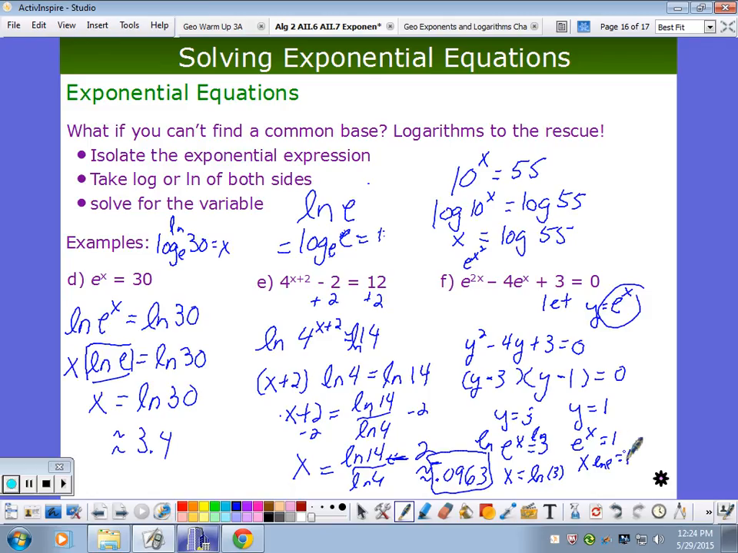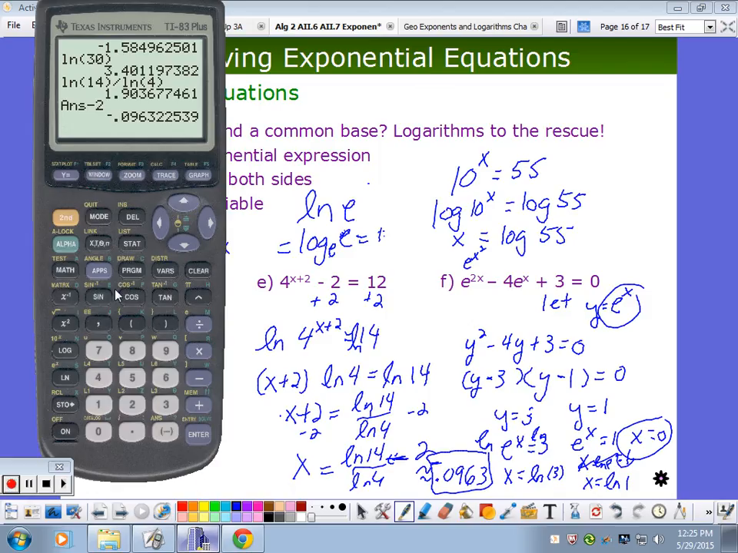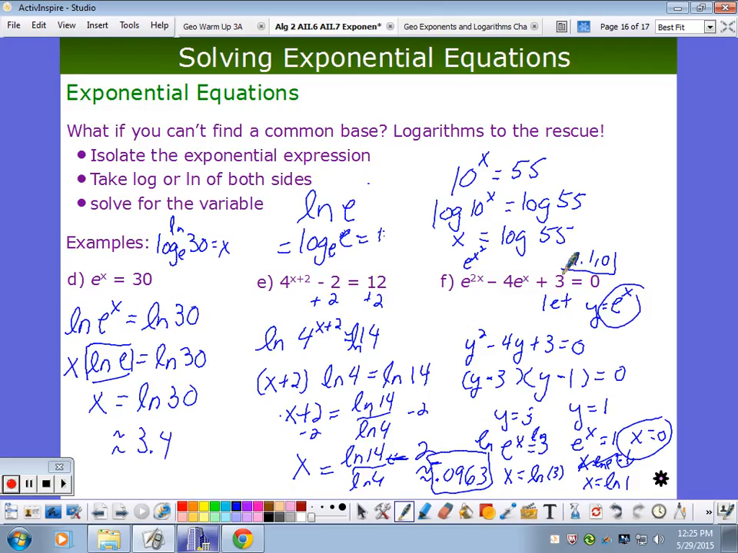1. Wait, this one's wrong? I'm messing up because I know this one's 0. This one, x is 0 because I see it. I don't know what I did wrong there. But this one, it should be ln 1. Yeah, no, that's right. x equals ln 1, which is 0. That's why. So x equals 0, and then this x is whatever the ln of 3 is. Oh, 1.1-ish. So the solutions to this one are 1.1 and 0.